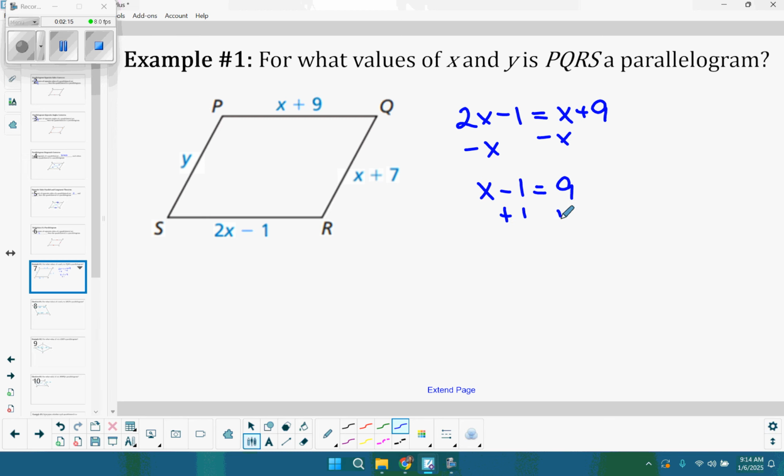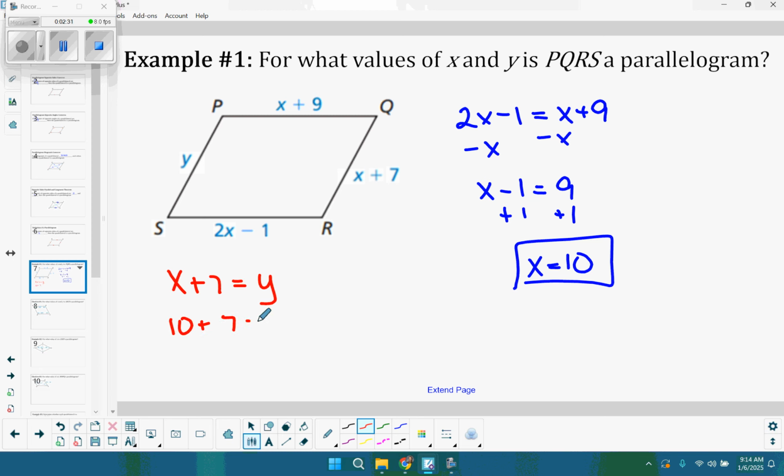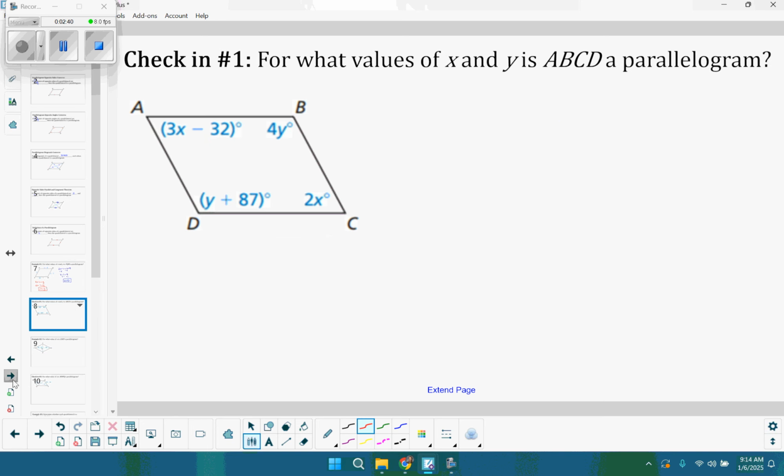Here we can get x equals 10 by setting 2x minus 1 equal to x plus 9. Then if I set my other two sides equal, x plus 7 equals y. I just learned that x is 10, so 10 plus 7 equals y, 17 equals y. So here's a check-in. Pause now, try it. Answers posted on Google Classroom.